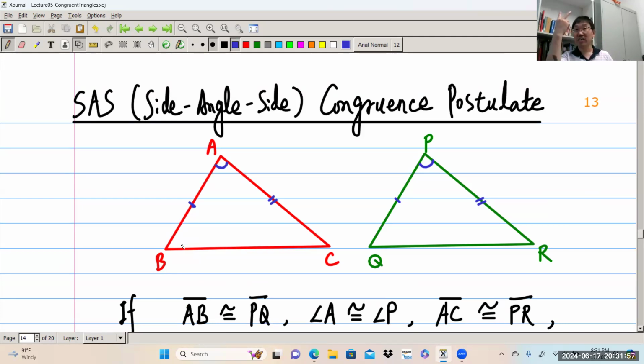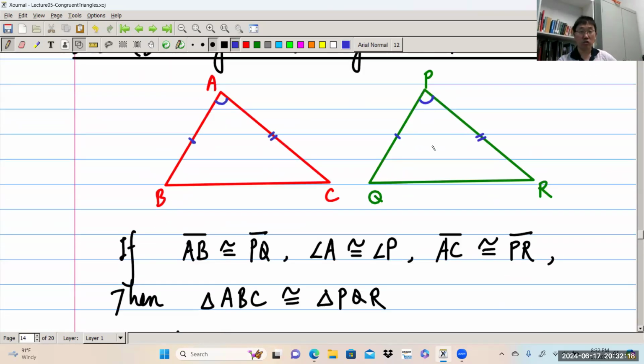Right? You can just always think about this picture here. SAS, S, A in between. One triangle. If you make another triangle here, there, they are congruent, right? Same triangle, right? S, A, S, all congruent. So this is the statement of the SAS congruence postulate.